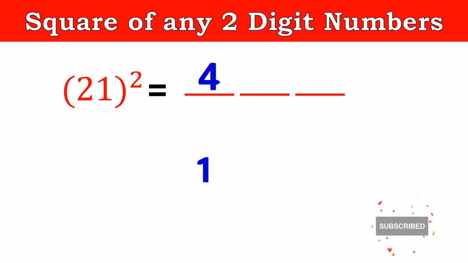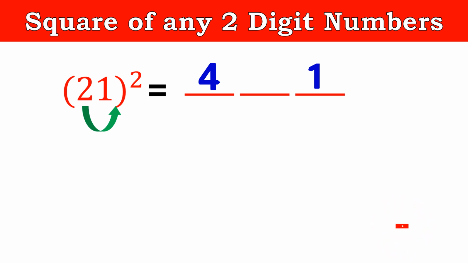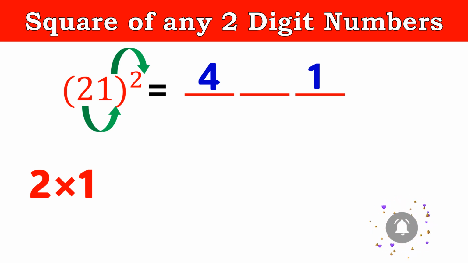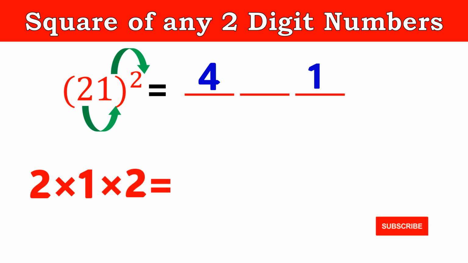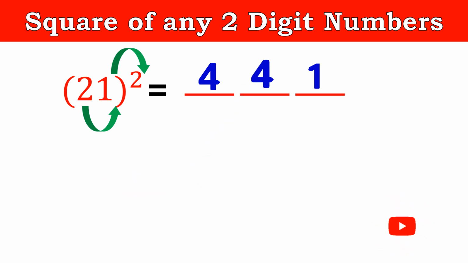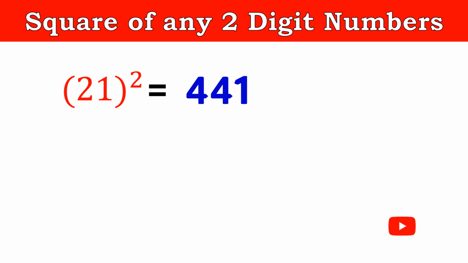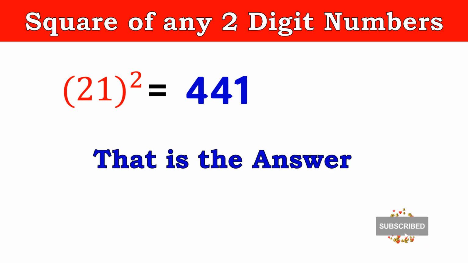Now, we'll take a look at the middle part, and the middle part is actually the product of the two digits of the original number times 2. So basically what we're looking at is, for 21, we're looking at 2 times 1 times 2. And 2 times 1 times 2 is 4. So 4 is the middle part. So now you can just put all three parts together. The front part is 4, middle is 4, the last part is 1, and so you get 21 squared equal to 441. And that is the answer.